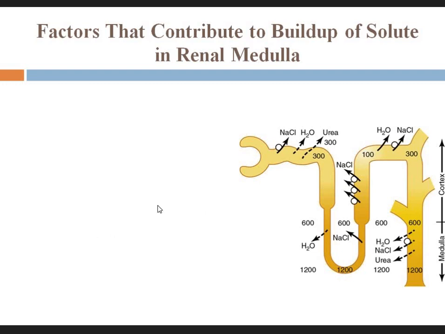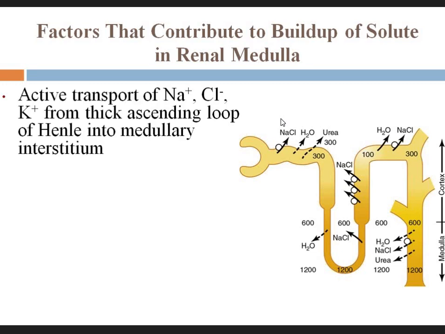So the factors that contribute to the build-up of solute concentration in the renal medulla are, first of all, the active transport of sodium chloride and potassium ions from the thick ascending limb of the loop of Henle into the medullary interstitium. This portion is the most important for development of the concentration gradient. The thick ascending portion of the loop of Henle has a very important sodium, potassium, chloride channel, and it causes active transport and thus reabsorption of these ions from the tubules.